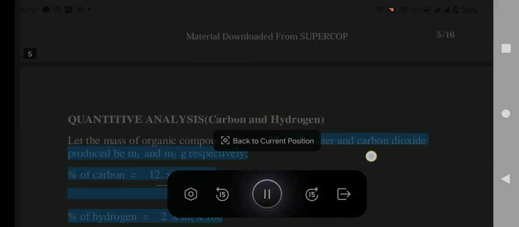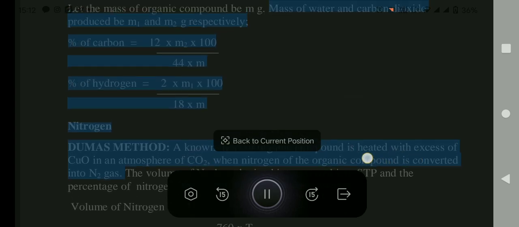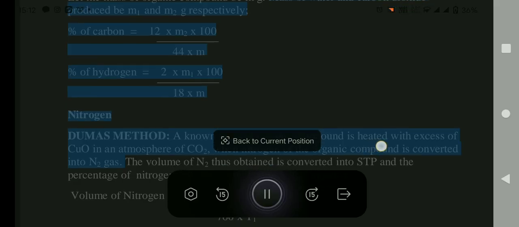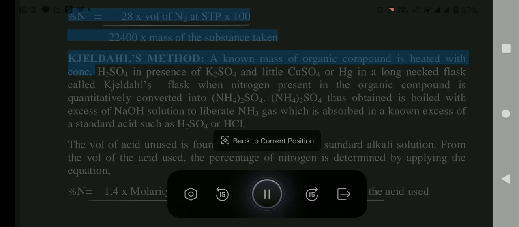Nitrogen, Dumas method. A known mass of organic compound is heated with excess CuO in an atmosphere of CO2, when nitrogen of the organic compound is converted into N2 gas. The volume of N2 thus obtained is converted into STP and the percentage of nitrogen determined by applying the equation. Volume of nitrogen at STP equals P1V1 × 273 / 760 × T1. Percent N equals 28 × volume of N2 at STP × 100 / 22400 × mass of the substance taken.